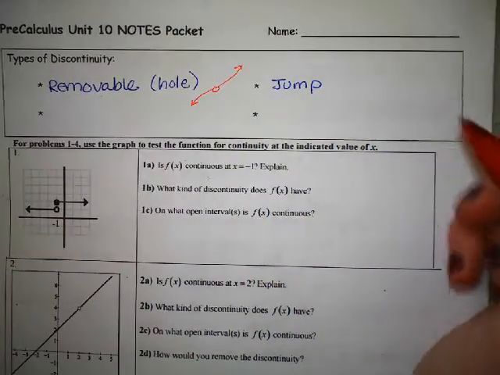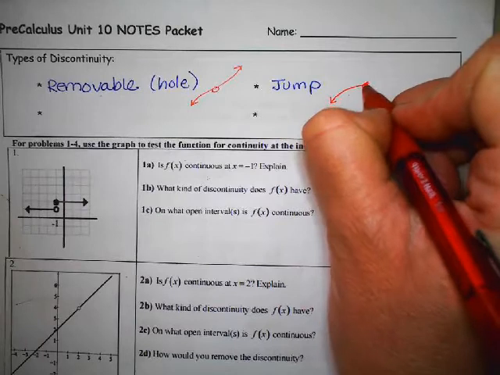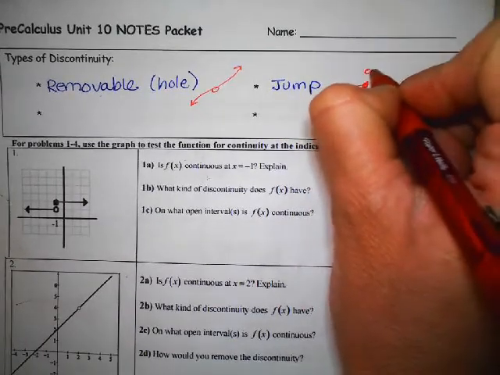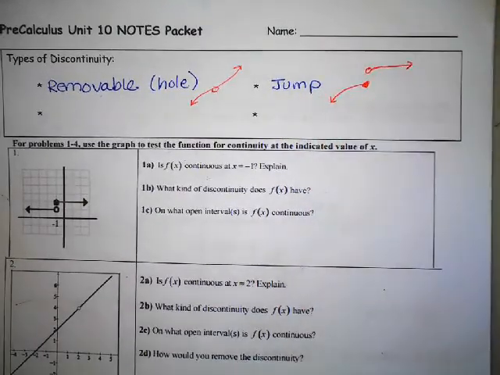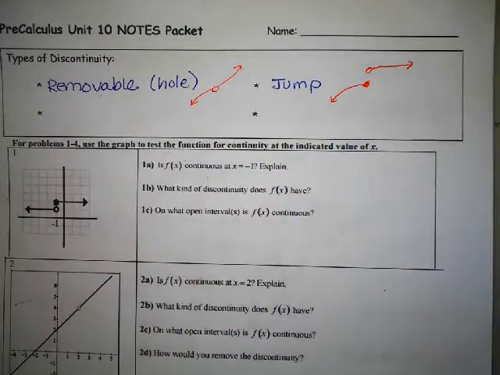The next type is called jump discontinuity, and jump is actually just what it sounds like. It looks like this. You're moving along and you stop, and then you jump up to a different y value to keep going. That right there would be representative of jump discontinuity.